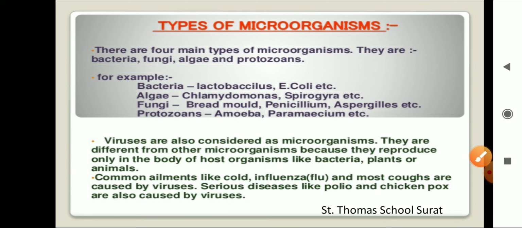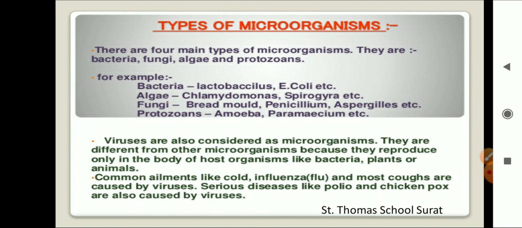Then there are types of microorganisms. What are the types of microorganisms? There are four main types of microorganisms. They are bacteria, fungi, algae, and protozoa. Okay, what are the main four types of microorganisms? They are bacteria, fungi, algae, and protozoa.